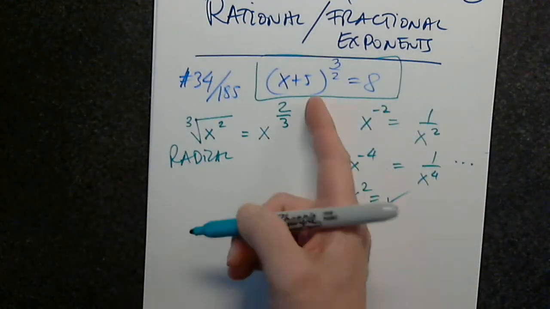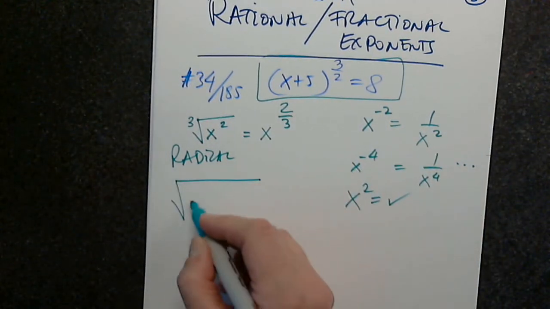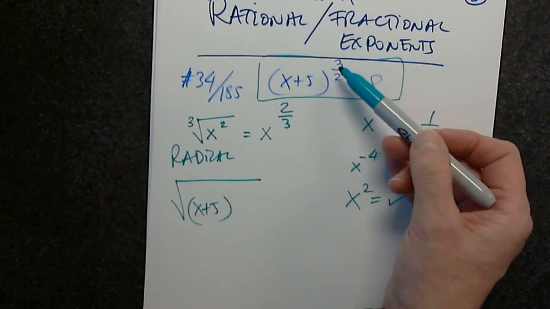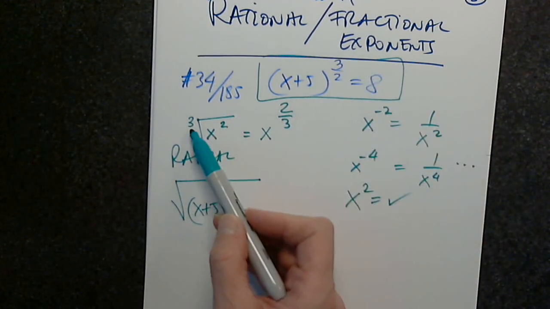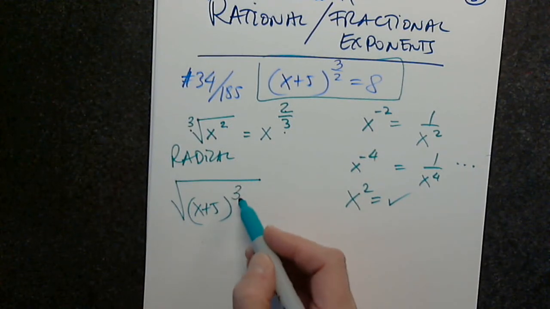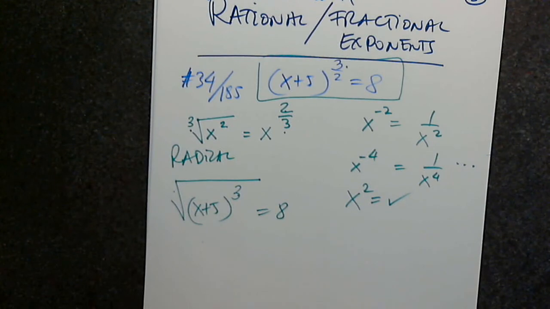Because it's x plus 5, so the square root of x plus 5 raised to, sorry, yeah, it's 2 over 3, right? 2 over 3. 3 over 2. 3 over 2 equals 8.